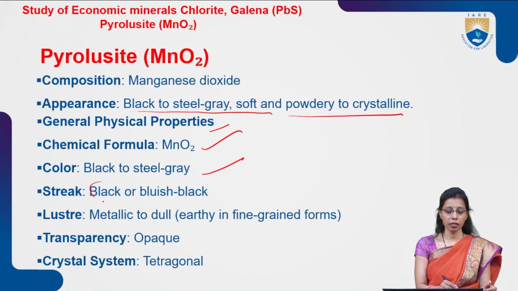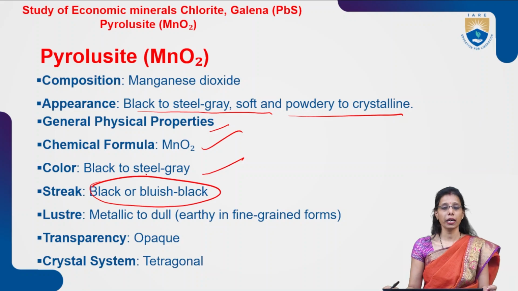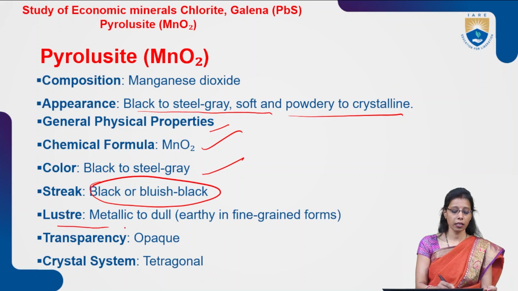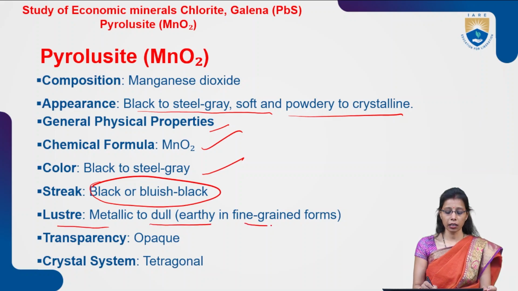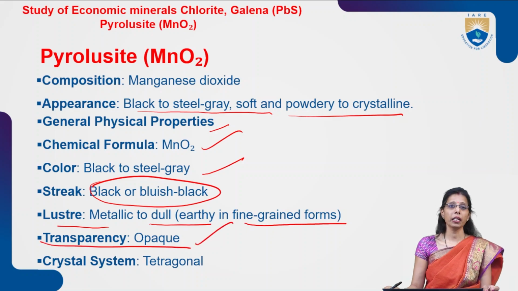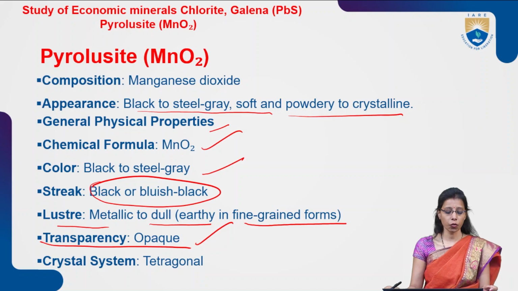Streak means the color of the mineral when you make the pyrolusite into powder form, and the color and appearance of this powder will be black or bluish black. The luster is metallic to dull, earthy in the fine-grained forms. The transparency of this pyrolusite is opaque, and the crystal system is tetragonal.